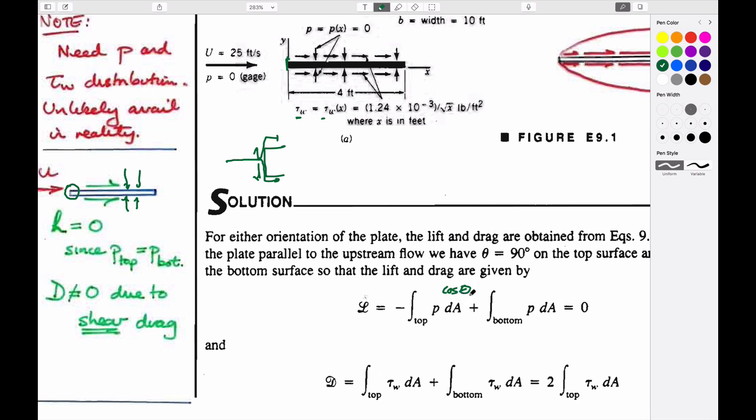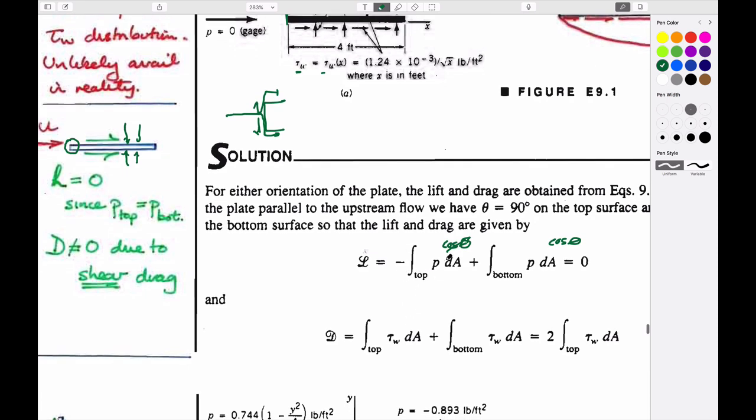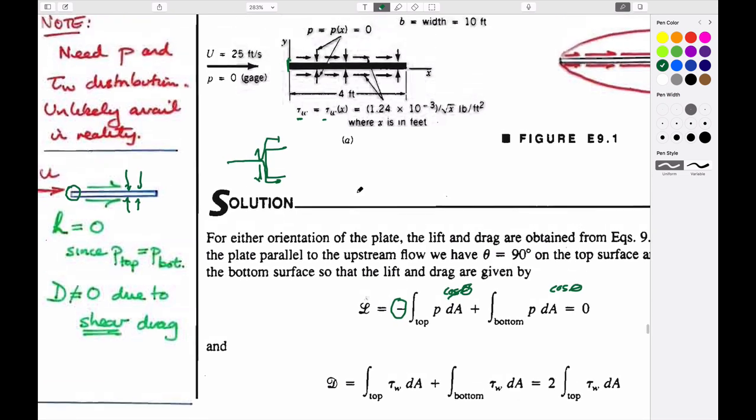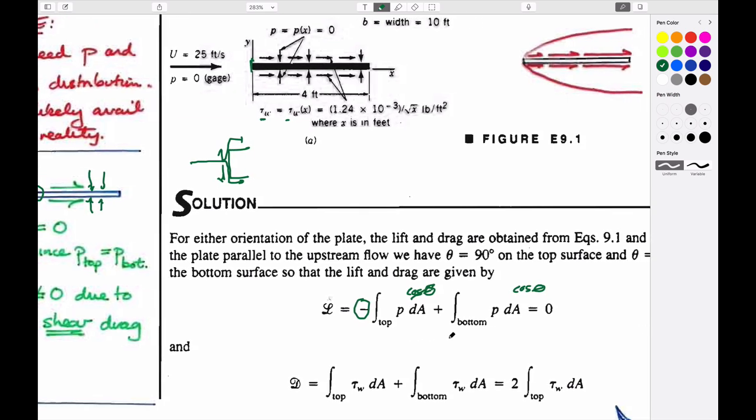Cosine 0 is equal to 1, and cosine 180 is equal to minus 1, or the other way around, I guess, top and bottom. That gives you the magnitudes of this, just the sign convention that's here. And as a function of the fact that the pressures top and bottom would be symmetric, in this case they're 0, so they cancel out anyway, so there's 0 lift that's applied in this case. So it's a simple calculation to do that.